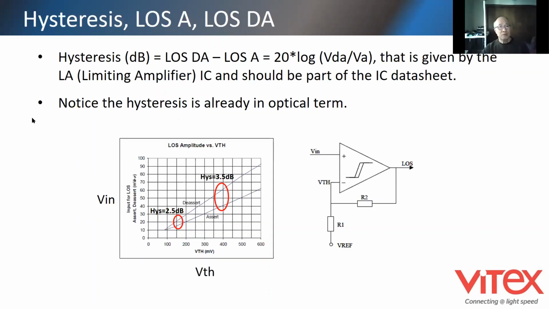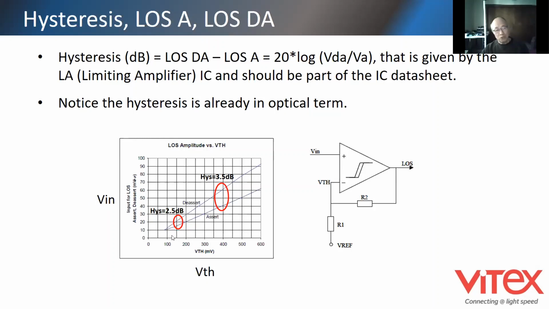The next slide shows you the relationship in between the LOS assert and LOS deassert. Basically, the difference of those two parameters is what we call hysteresis, is LOS deassert minus LOS assert, which is 20 log of the voltage deassert over assert. Keep in mind that this is in the power term, right? 20 log is the power. So whatever this represents is the power, if you take 20 log of the difference.